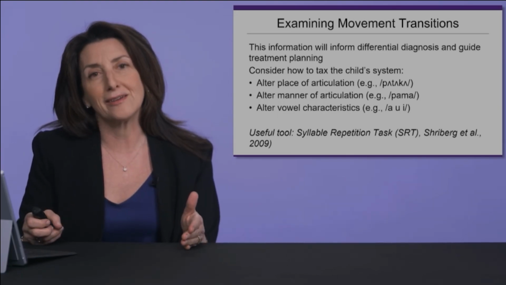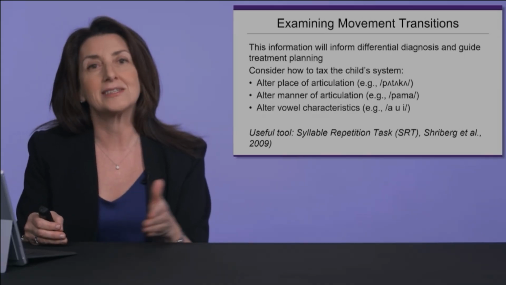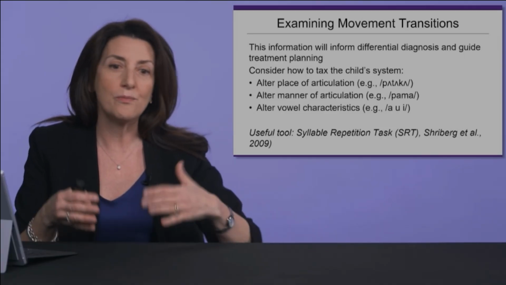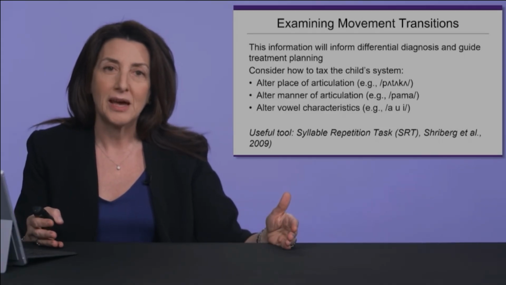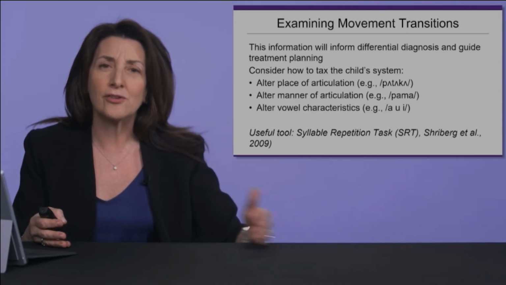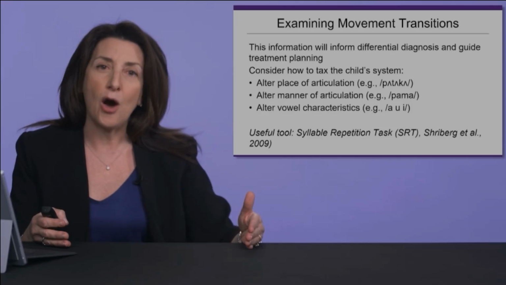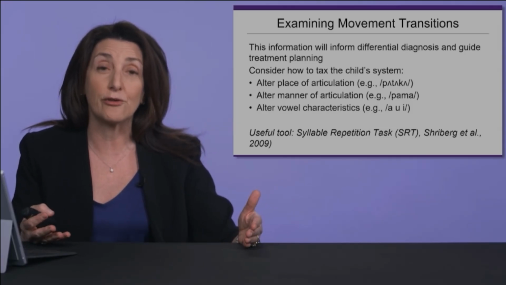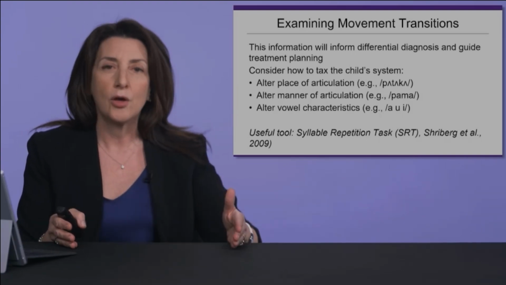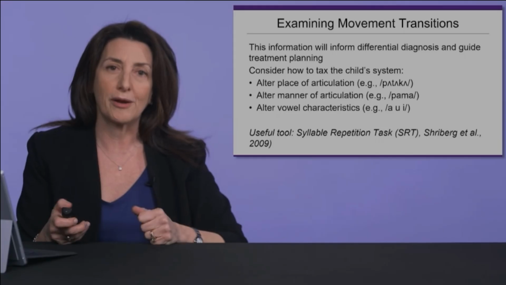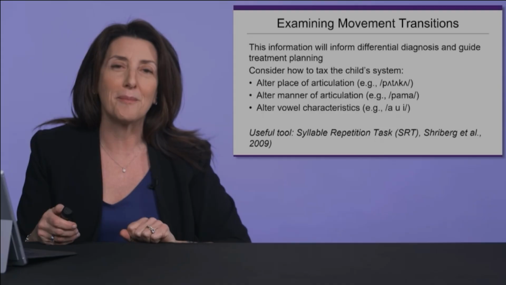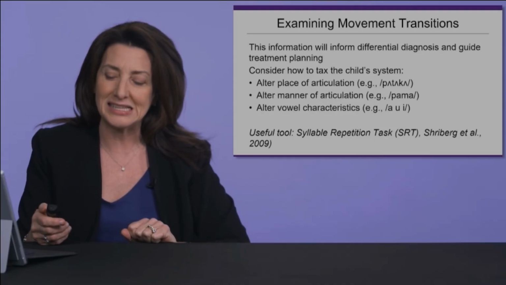The main point here is that we come up with tasks to tax the child's system so that we can see what kinds of productions they might give us and how they might attempt those more challenging productions. The output can play a really big role in differential diagnosis, distinguishing between a more common phonological impairment, dysarthria, and childhood apraxia of speech. So again, last plug for the SRT. It's a useful tool if we're looking at movement transitions in kids, and an easy tool to use.